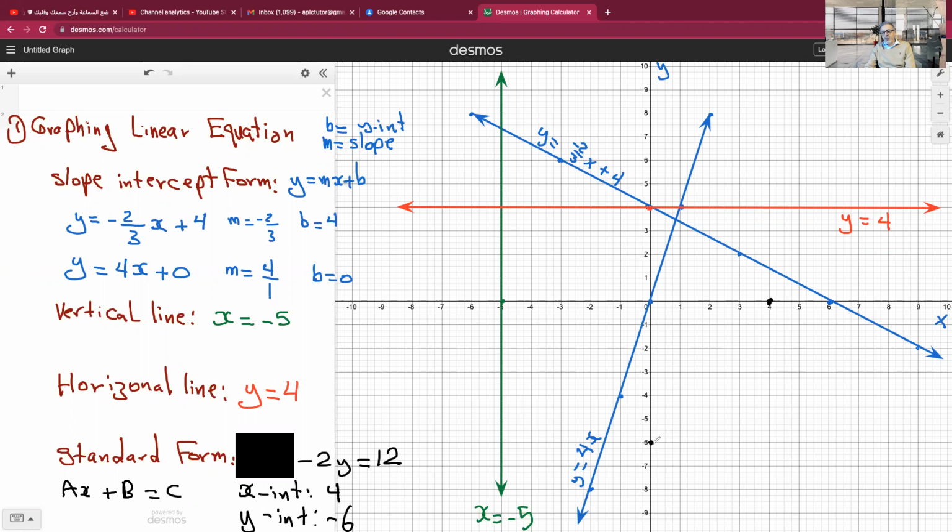If you look at this now, to get from here to here, it's going up 6 and over 4. So if you want to find another point, just go up 6 and over 4 this way, and you have another point right there. That way you could make the graph a little bit more accurate. So you come to this point right here and plot your line going through these points.